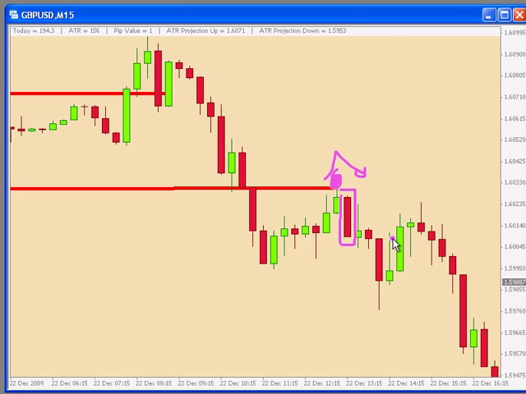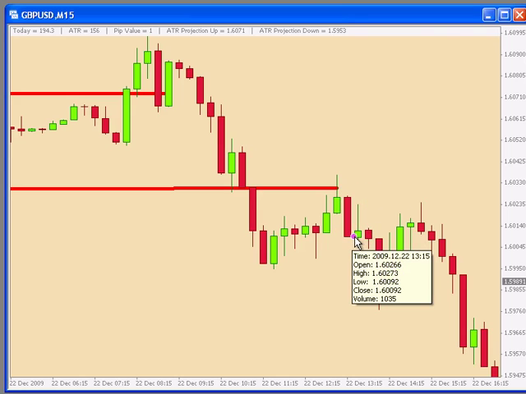So how would we deal with this situation? We simply would take our entry right there. As we got the first red candle, as that candle closed right there, that's where we would enter the trade. Stop loss, as usual, a few pips beyond or above the pullback right there, and off it goes.